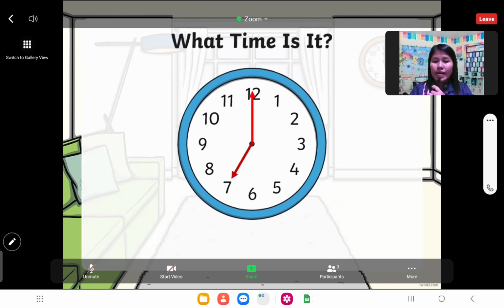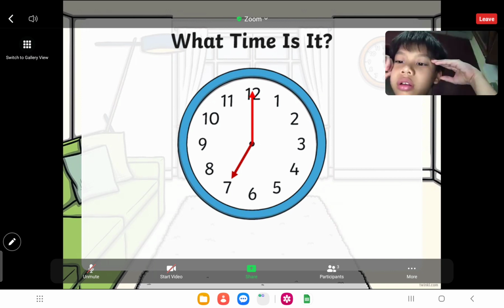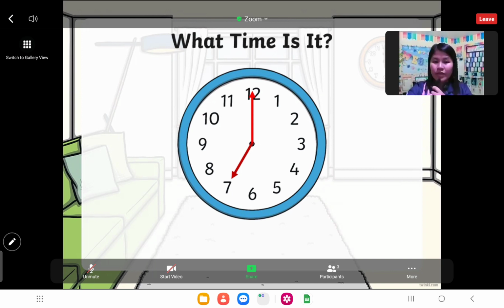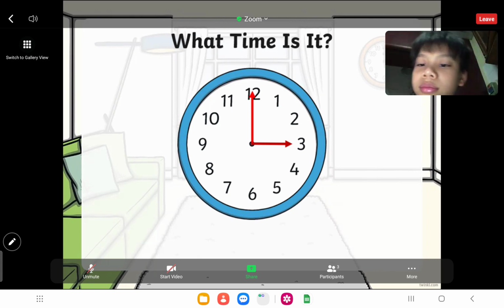All right, where is the hour hand? Again, the hour hand. Okay, very good. Again, the hour hand is pointing at 7 and the minute hand is pointing at 12. Therefore, it is 7 o'clock. All right, next. What time is it? 3 o'clock. 3 o'clock. Very good.